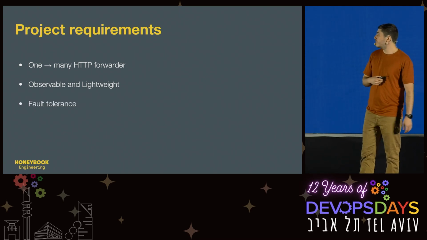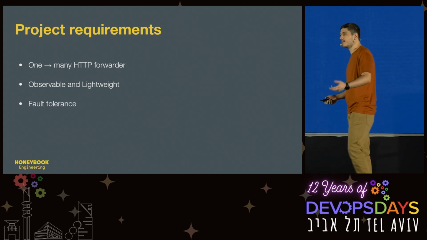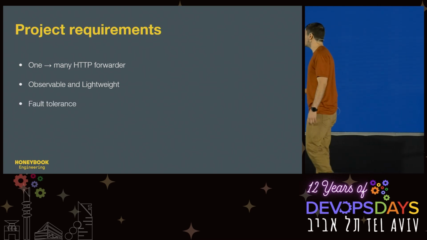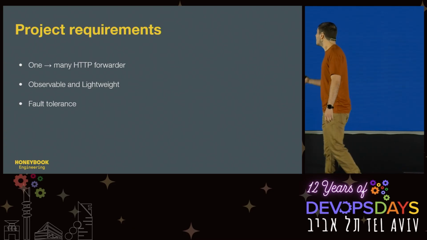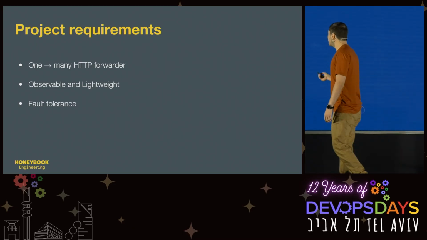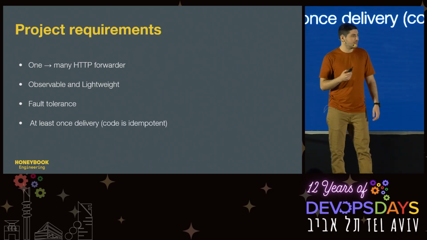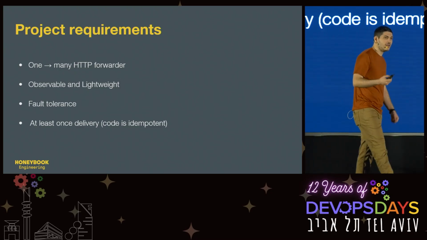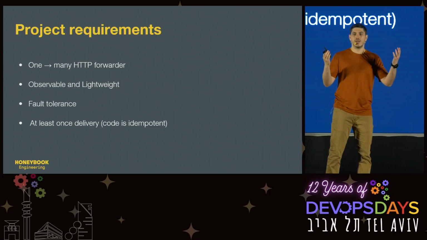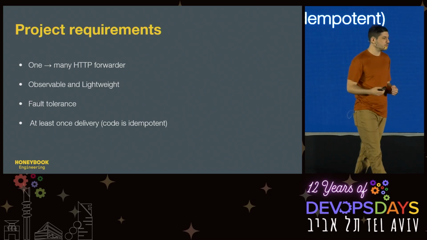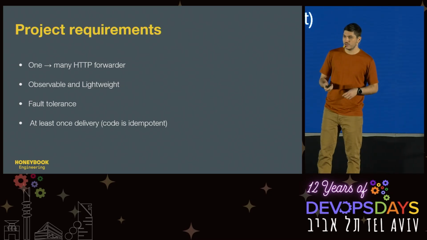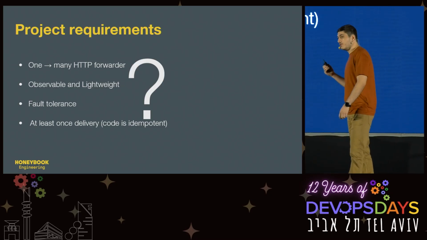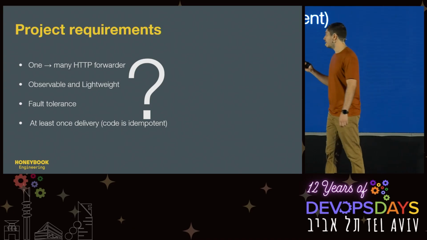We also want it to be fault tolerant, because, as I said, it's a core feature at HoneyBook. Our payments are everything. But we only need to ensure at least one delivery, and not exactly one delivery, because our code is idempotent, which means that if a webhook comes twice, a duplicate of the webhook, our code will know how to manage it. To solve all of those, we chose to use NATS.